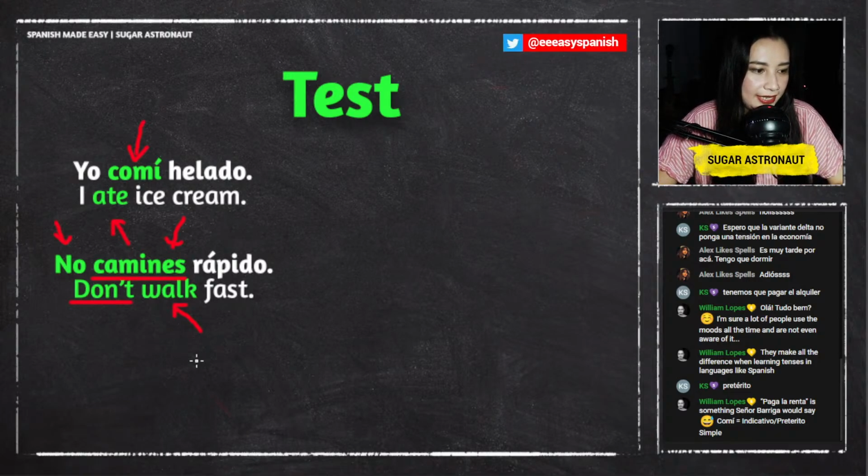Will says, paga la renta is something Señor Barriga would say, comí equals indicativo pretérito simple. Yes, that's great. You're right, Will.